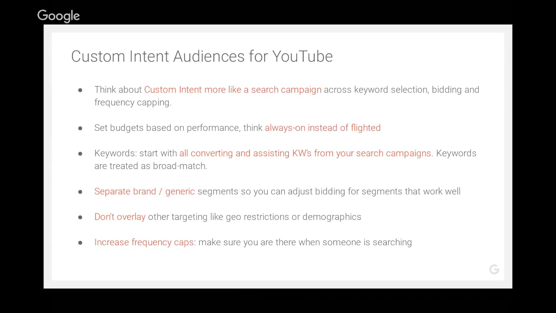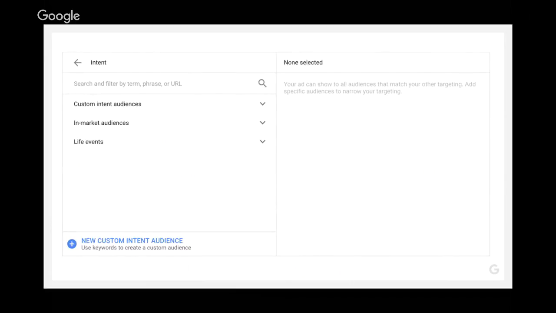If you want to be a bit more granular, try a few different audience setups. You can separate, for example, brand and generic segments, so you can see how they work and adjust bidding. I would also recommend, though there may be exceptions, that in general you don't overlay with very specific geo restrictions, such as cities, or demographics, because we know that these specific users are actually searching for a product. You can also increase the frequency cap to make sure your ad is not there when someone is searching. And you find it in the audience setup in the account, next to in-market and live event audiences.